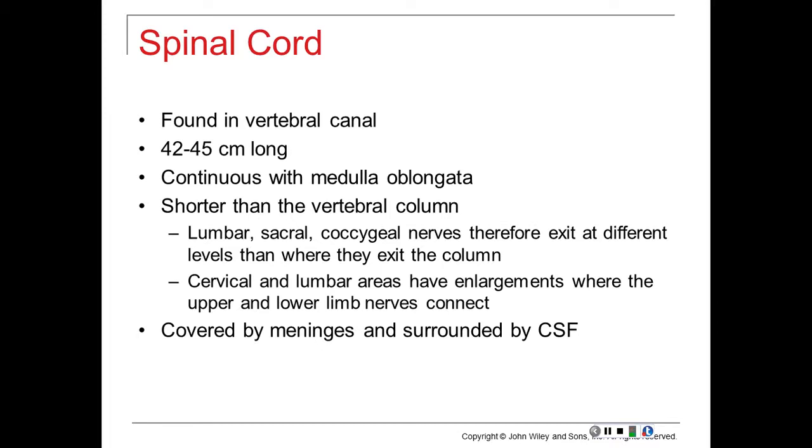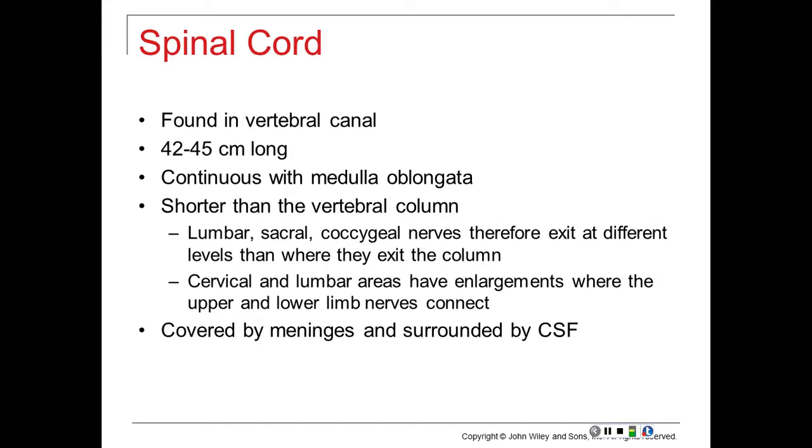Let's move from the brain and talk about the spinal cord. The spinal cord, of course, is found in the vertebral canal, going through the vertebral foramen, if you recall from the lecture on bone anatomy. It's about 42 to 45 centimeters long, about 18 inches or so. It's continuous with the medulla oblongata. It's shorter than the vertebral column. The lumbar, sacral, and coccygeal nerves actually exit at different levels than where they exit the vertebral column.